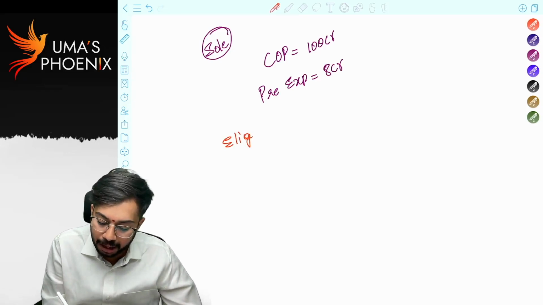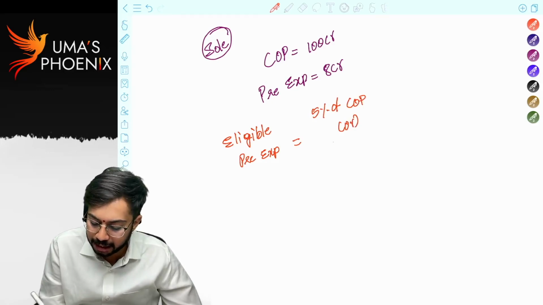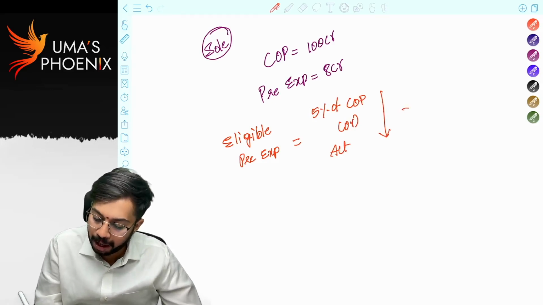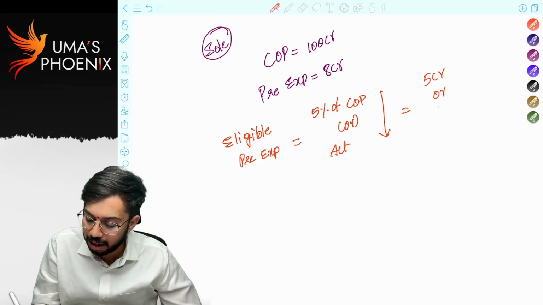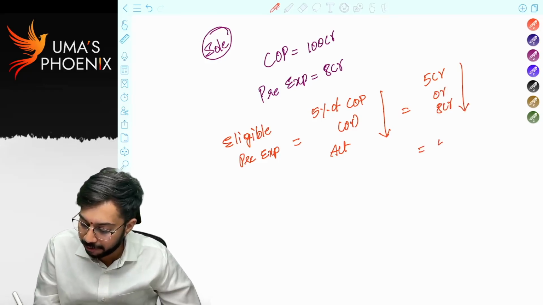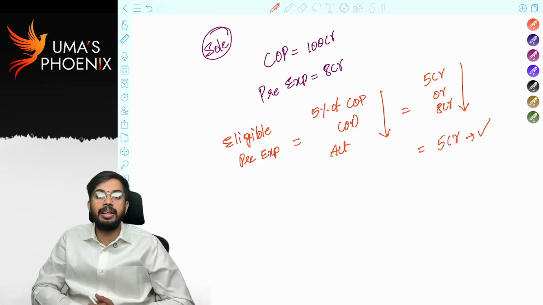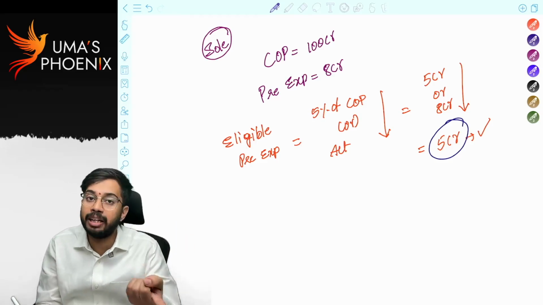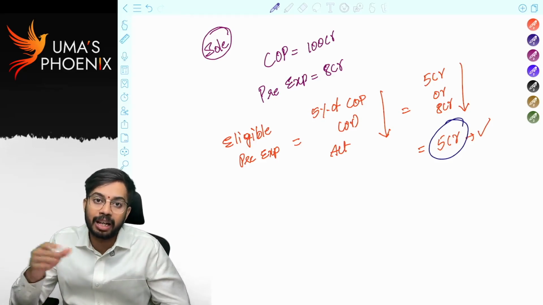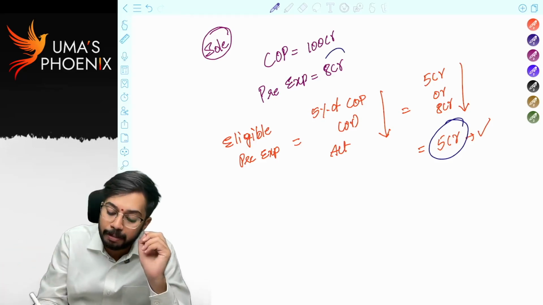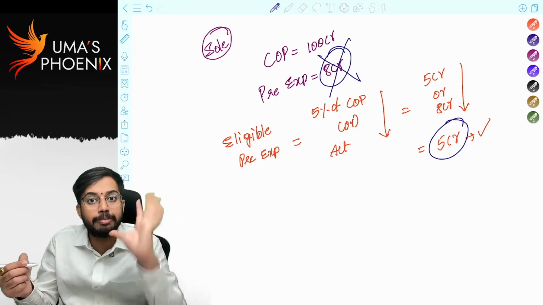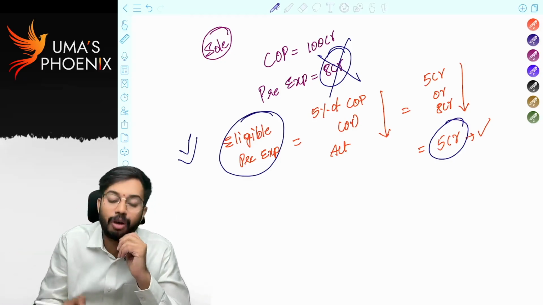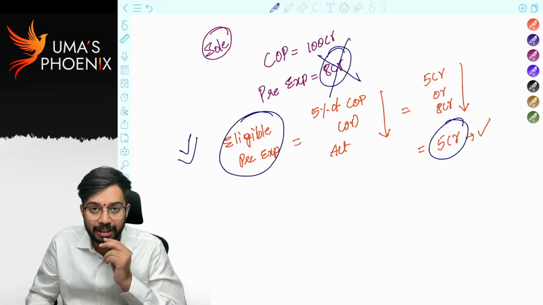How much is eligible preliminary expense? Eligible preliminary expenditure is equal to 5% of cost of project or actual preliminary expenses, whichever is lower. 5% of cost of project means 5 crores, or 8 crores, whichever is lower, means only 5 crores is allowed as deduction. Is it clear? This 5 crores is allowed as deduction over a period of 5 years in 5 equal installments. That means every year 1 crore is allowed as deduction for a period of 5 years. So actual preliminary expenses are not allowed as deduction. Eligible preliminary expenses are allowed as deduction over a period of 5 years in 5 equal installments.